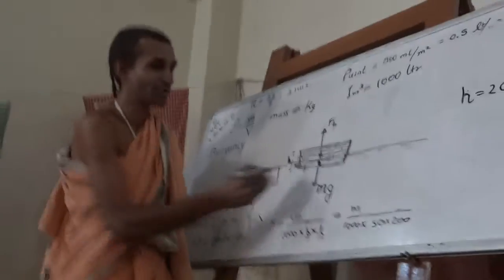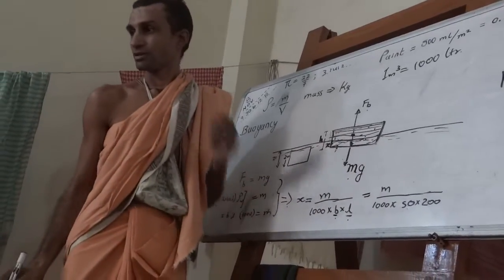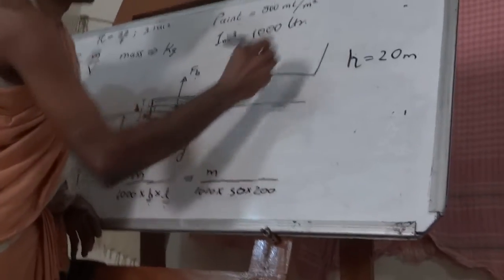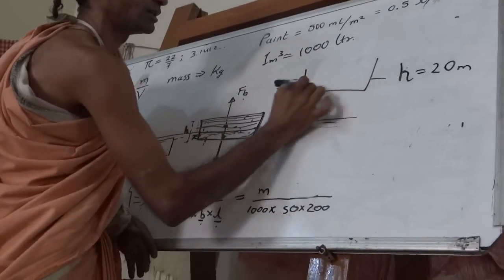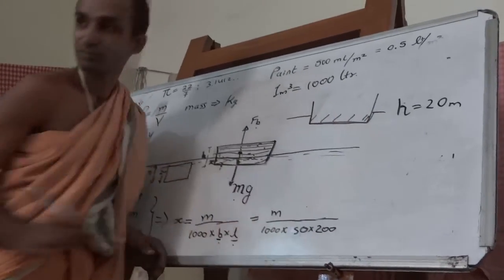Correct? But now what is happening? Only this much water is displaced, everything else is water. Only the boundaries are displaced. This is a box. So previously what was happening? This much water was displaced while the body part was only this much.